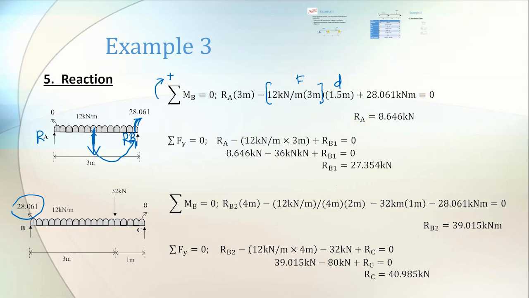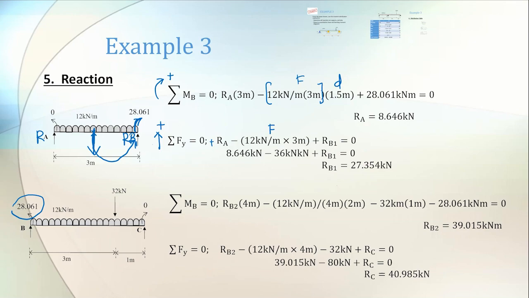So we can solve the value of RA, and we do the force equation to solve RB1. Okay, going up it is positive, therefore RA going up, the reaction we assume going up is positive, minus 12 kilonewton per meter times 3 meter because of the UDL. All of this is force and then plus RB1, which is the one that we're trying to find. Okay, so we solve, then this is the value that I get.